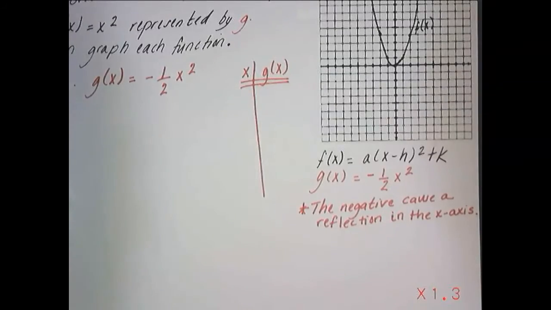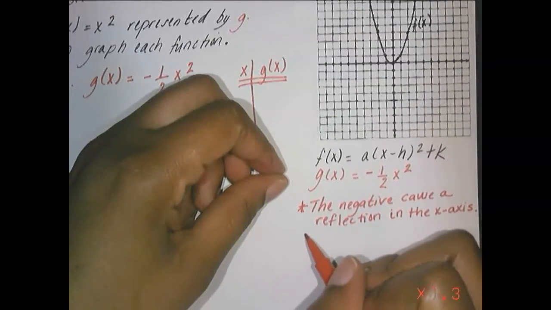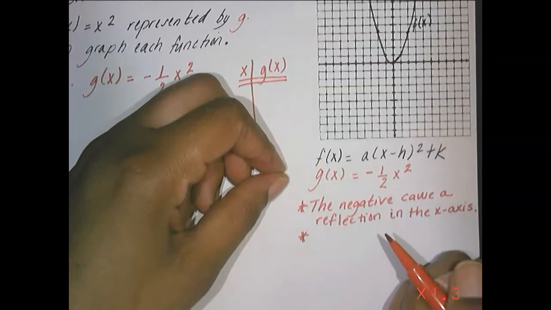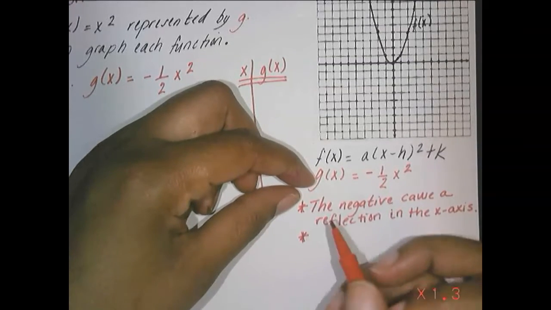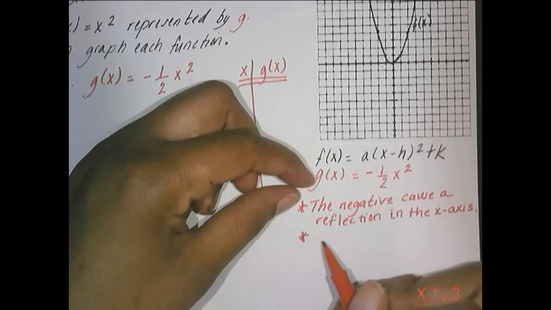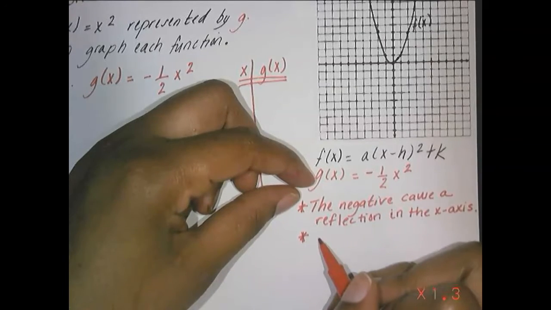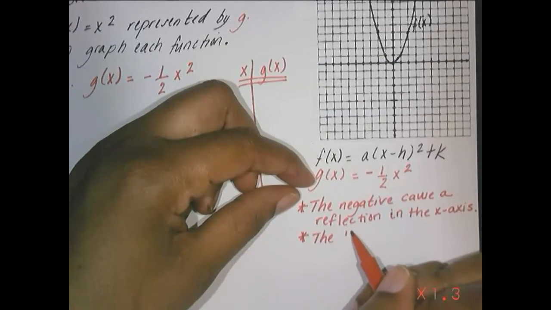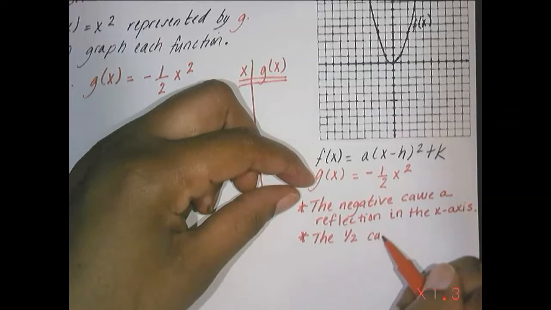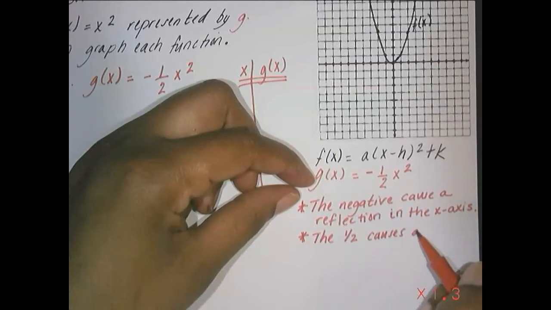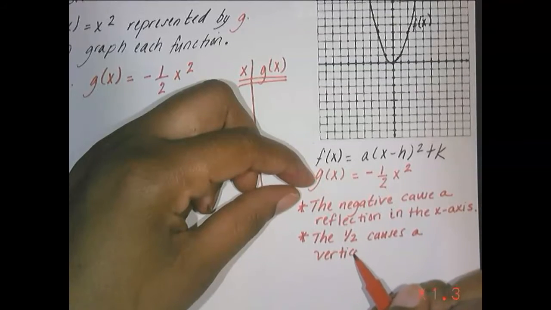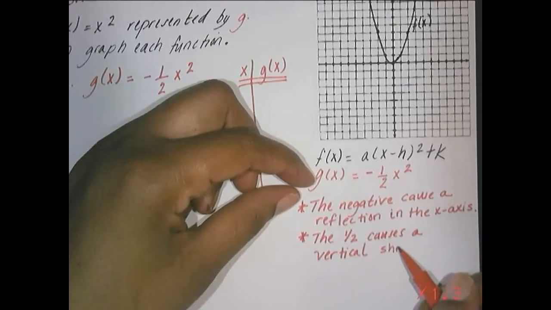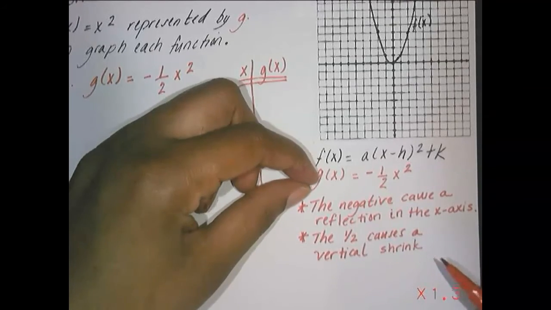If that doesn't make sense to you, I strongly encourage you to go back and look at that warm-up video, because we did some things in decimals, and we can do that again over here. So here we go. The 1/2 causes a vertical, because we want to make sure we have our right term, a vertical shrink or compression. I know I use that word interchangeably.